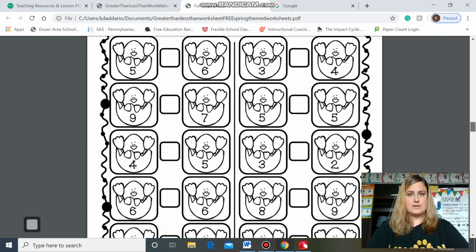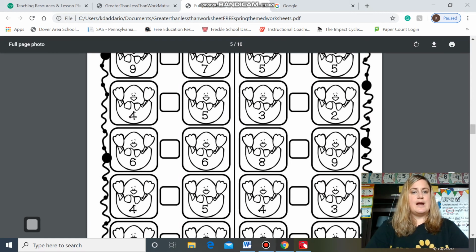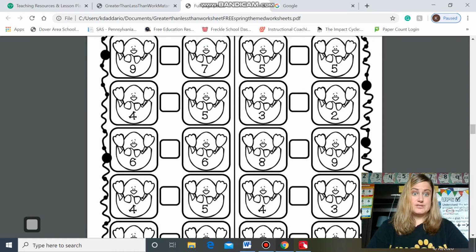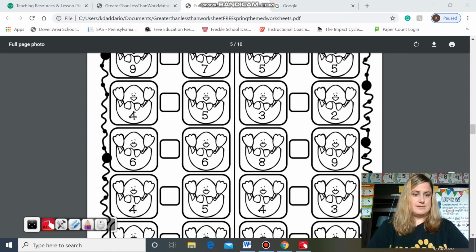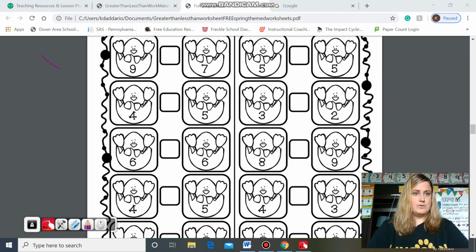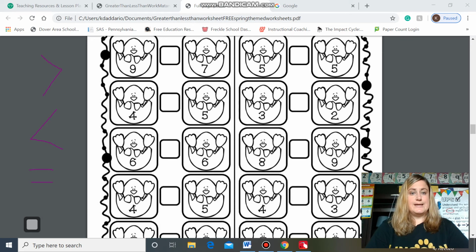So let's go down to this one. All right. So here I have the chicks, but I also have the numbers on the chicks to compare. So now I'm looking and practicing my numbers. So I have the number 9 and 7. So let me put my signs back over here. My greater than, less than, equal to. So if I have the number 9 and 7, I have to think which is the bigger number. So now I'm not counting objects, so now I need to know my numbers.